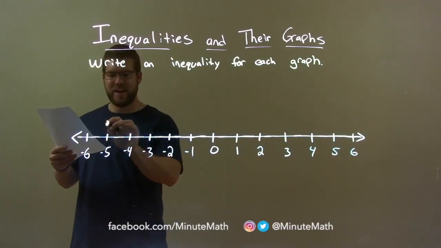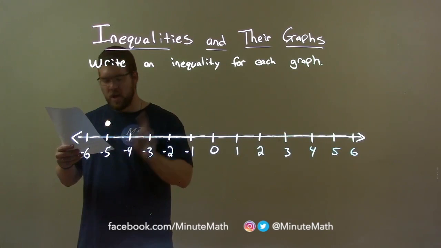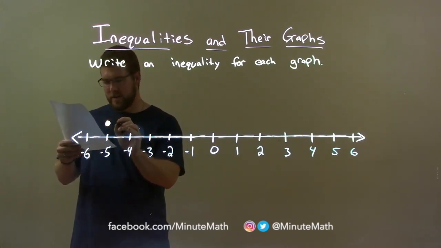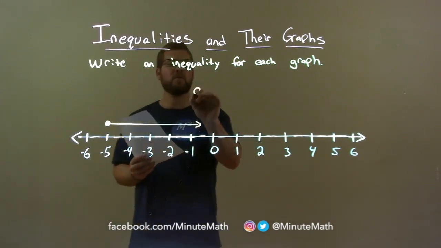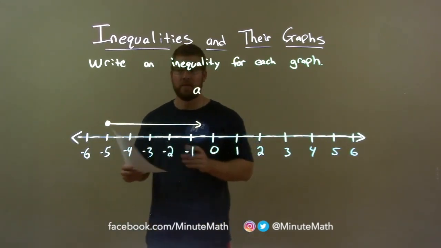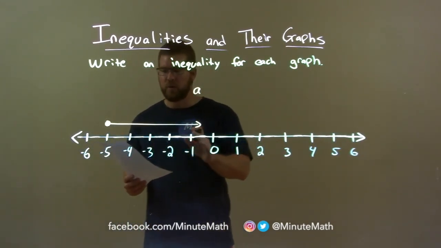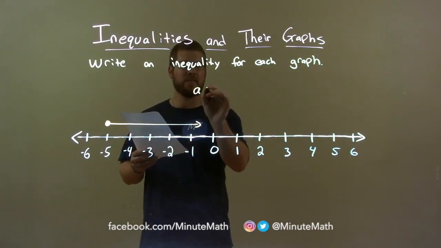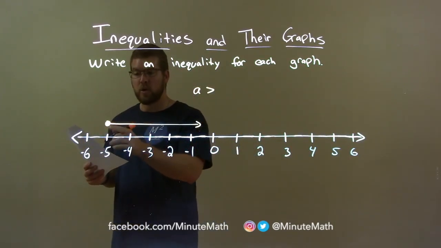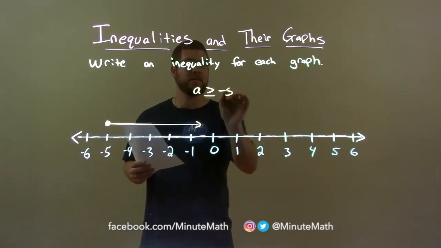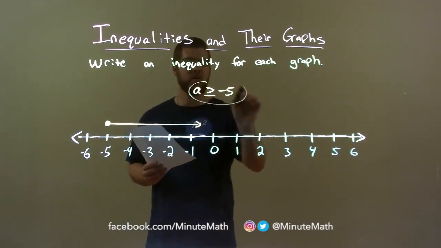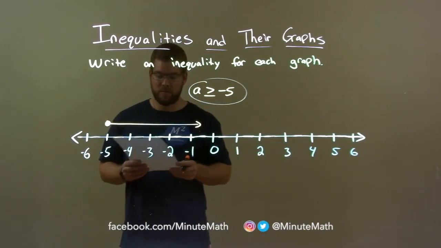Closed circle here at negative 5. We shade to the right. That's what the graph tells us, it's shaded to the right. All right, let's use the variable a here. What do we know about this graph? Well, it's shading to the right, so we're going to use a greater than sign. The closed circle means it's equal to that value, and we're right here at negative 5. And there we have it. Here's our inequality that represents the graph below.